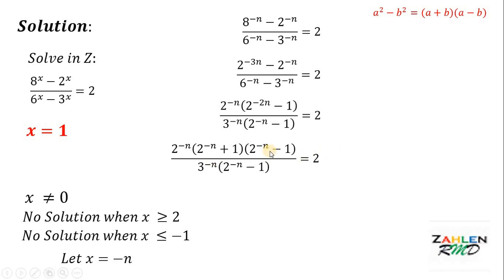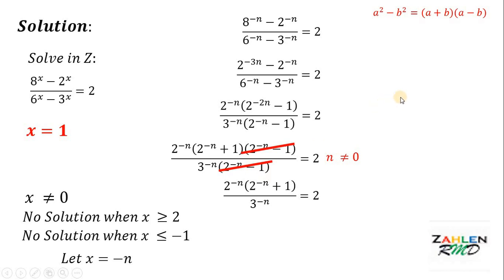Now at this point, we can cancel out 2 raised to negative n minus 1 on the numerator and the denominator if we set n is not equal to 0. Because again, if n is equal to 0, 2 raised to negative n minus 1 becomes 0 and we have 0 over 0. And we don't want to have that one. Therefore, we need to set n is not equal to 0. So we can now cancel out 2 raised to negative n minus 1. And we have 2 raised to negative n multiplied by 2 raised to negative n plus 1 all over 3 raised to negative n equals 2.